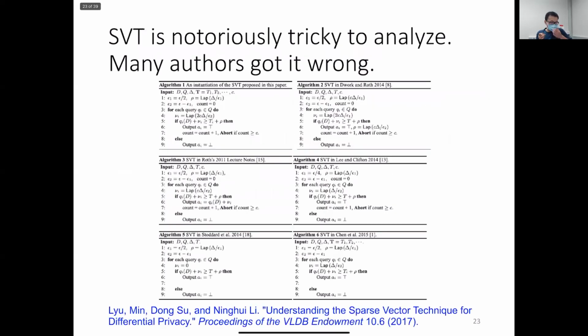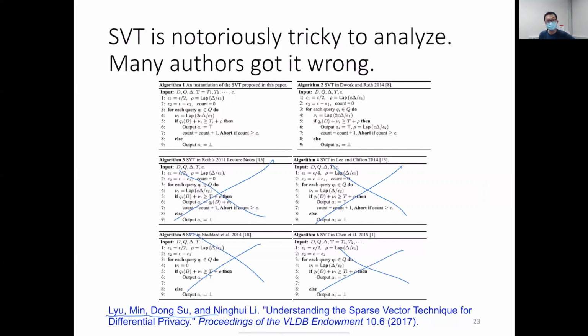Okay, so SVT has many variants in the literature. It's notoriously tricky and difficult to analyze. And here is a summary of 6 different versions of SVT according to this paper. And it turns out that this version is wrong. This one is also wrong. This one's wrong. This version is also wrong.